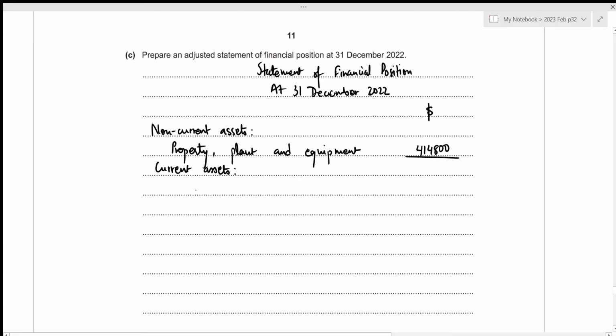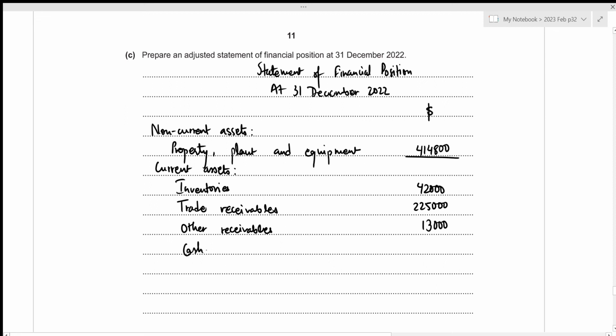We first have inventories with the same value of 42,000. Then we have our trade receivables with the same value of 225,000. We then have our other receivables, and we adjusted the advance payment of repairs, right? So it was 13,000 now. And lastly, we have our cash and cash equivalents. It's to remain the same at 74,000.